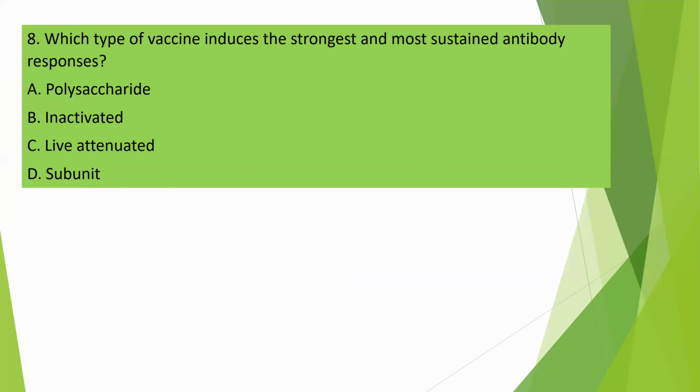Can you read it? Which type of vaccine induces the strongest and the most sustained antibody response? Live attenuated. Yeah, the live vaccine produces the strongest and most sustained antibody response because it mimics a natural infection. It keeps on multiplying in your body, therefore it produces the primary and the secondary response. And therefore, in our times, it was taught that no booster doses are required for live vaccines.